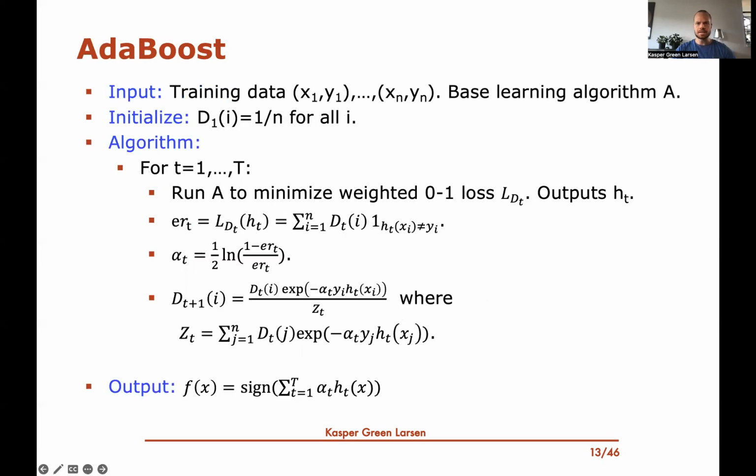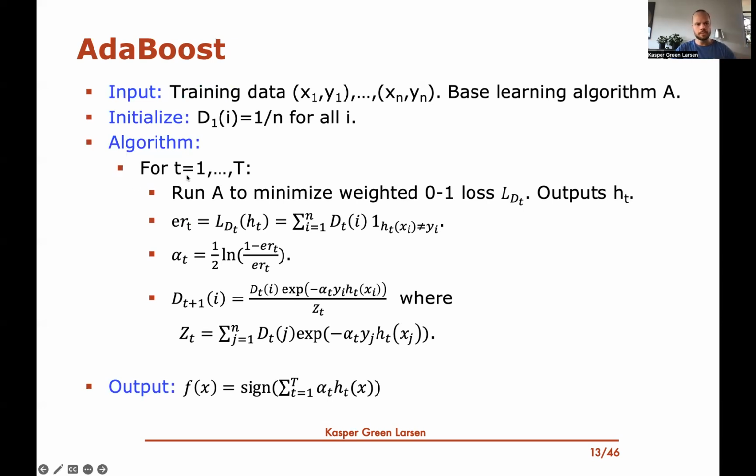So let me just give it to you. Here is AdaBoost, the classic algorithm for boosting. Let's try to parse it. It's a little bit lengthy, but we'll get through it and work through an example with it. So if you have your training data x1 up to xn with labels y1 up to yn and a base learning algorithm A, then in AdaBoost, you start by initializing this probability distribution to be the uniform distribution, just 1 over n probability on all the points, which makes perfect sense.